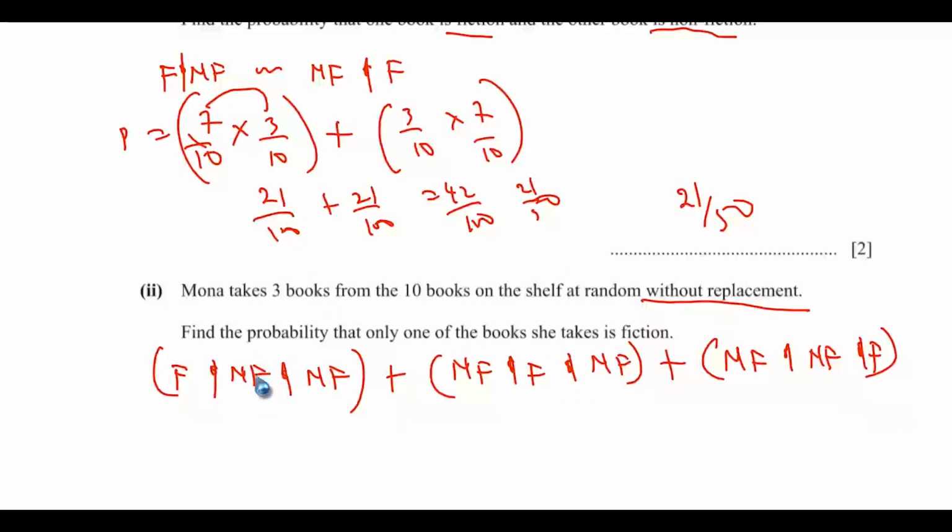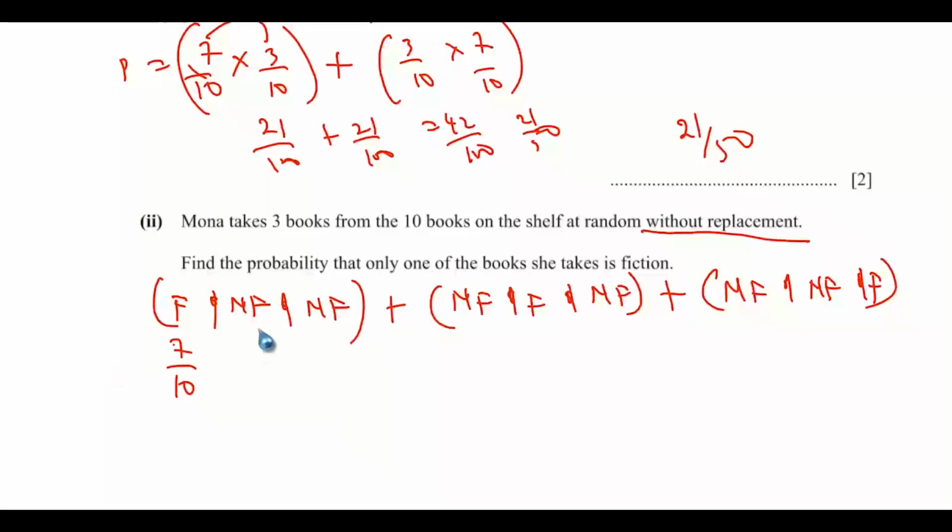Okay, so let's do this now. Don't forget, it is without replacement. So for fiction, it will be 7, okay, 7 out of 10. So 1 is gone, so the total remains 9. For non-fiction, we are selecting the first one. Okay, so it's going to be times 3 out of 9 now. So we have selected 2. Okay, so that means the total is 8. Okay, and we have selected 1 from non-fiction before, so we are selecting again, so it will be times 2 over 8.